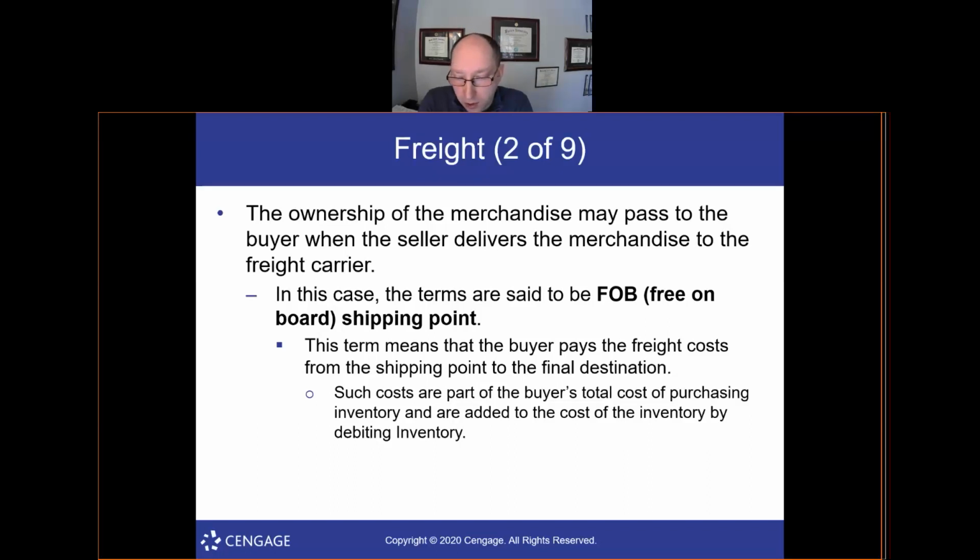So, in other words, if I sold you a pair of jeans, I'm responsible for what happens to that pair of jeans up until the point it reaches your front door. Okay? In that case, it's called free on board, FOB, free on board, shipping point. This means that the company is responsible up until the point where it reaches its final destination.